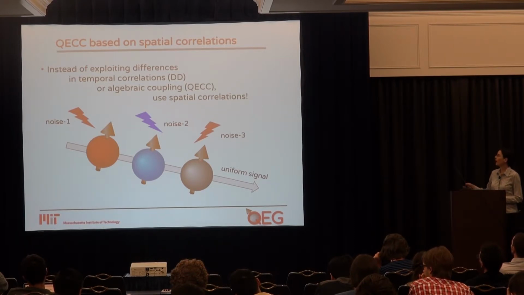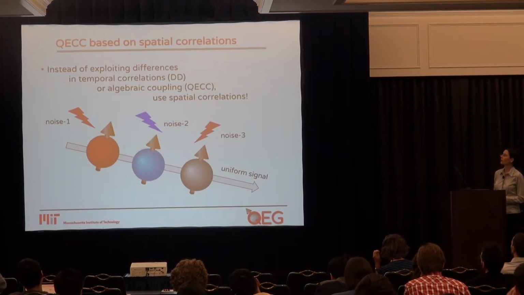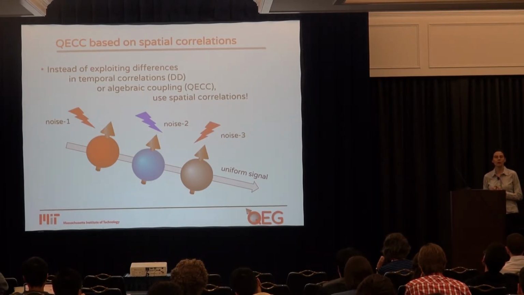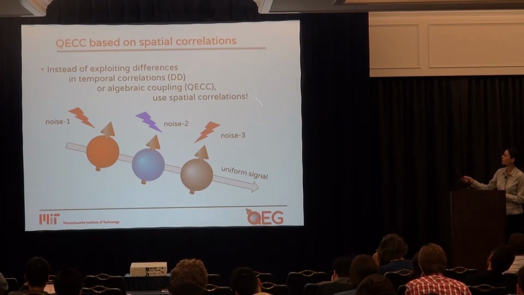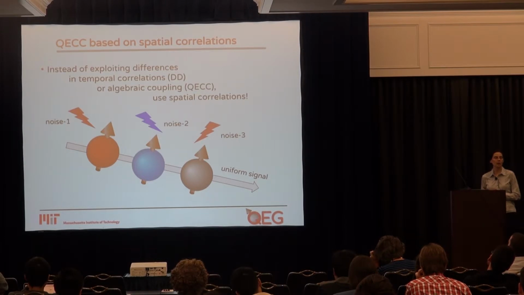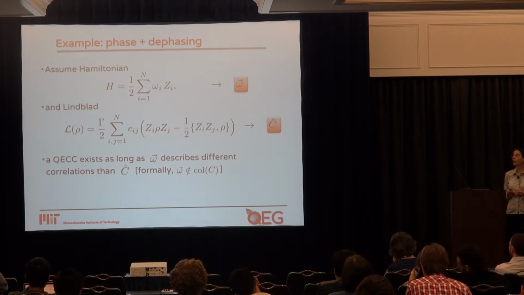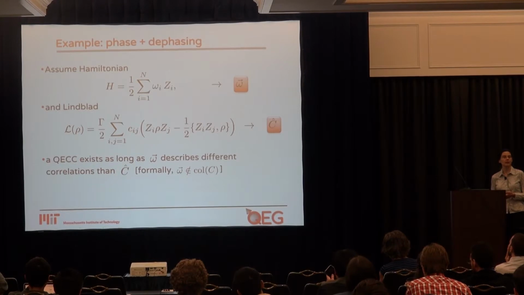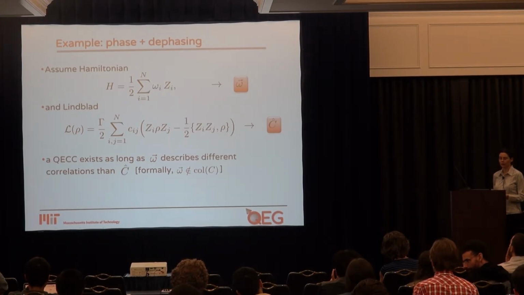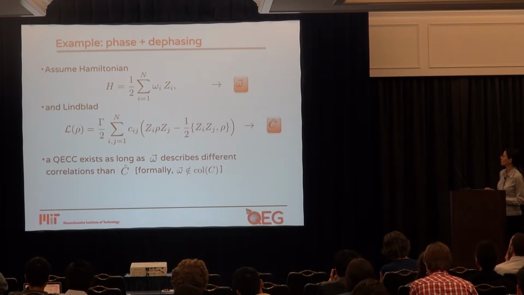So again, we were using temporal correlation for dynamical decoupling. We were thinking of just using the spatial direction of your signal and noise for quantum error correction, but you can think more generally about spatial correlation of noise and signal. A simple example is phase estimation, so measuring a signal around the z direction, and doing that still in the presence of dephasing noise, which is one of the most common noises.